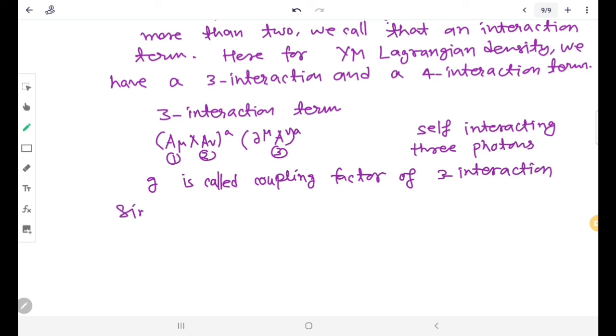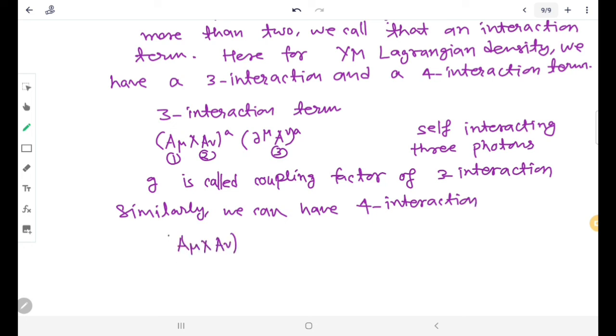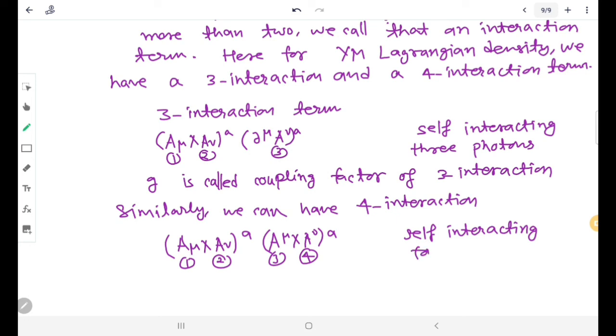Similarly, we can have a 4 interaction. And 4 interaction is what? A mu cross A nu, and here we have A, and then A mu cross A nu A. 1 term, 2 term, 3 term, and 4 term. So all the 4 terms are the same. So it is called self-interacting 4 photons.